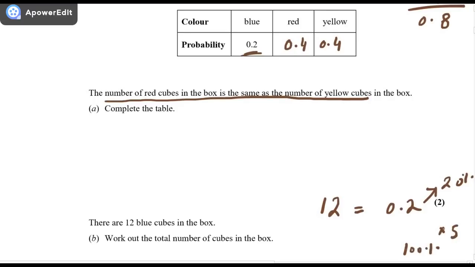Then when you do it on one side you must do the same thing on the other side. So I'm going to times this by 5 as well. So this is going to be 60. So the total number of the cubes in the box is going to be 60.